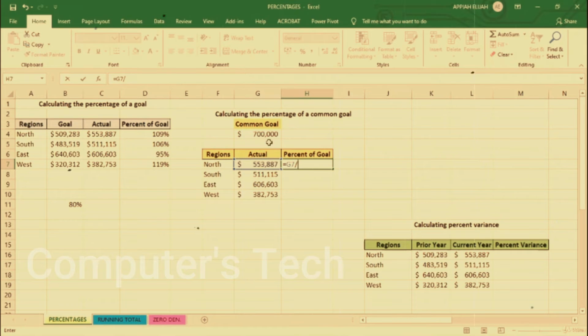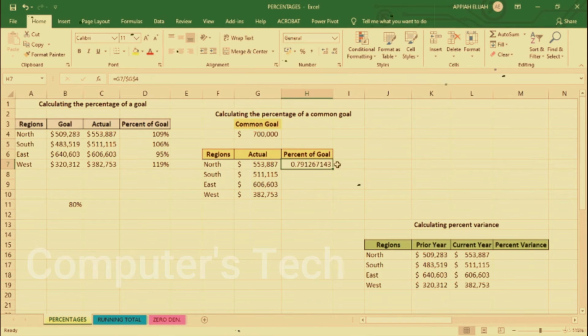So G7 divided by, because we want to refer to this one as an absolute reference, because this is a value that is going to run across and it should not change. For that matter, we apply the dollar symbol. This common goal is found in cell G4. So we apply the dollar to the column letter, which is G, and then another dollar to the row number 4. Okay, and then we press enter.